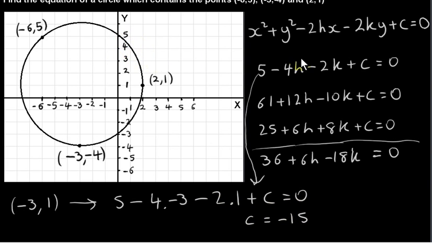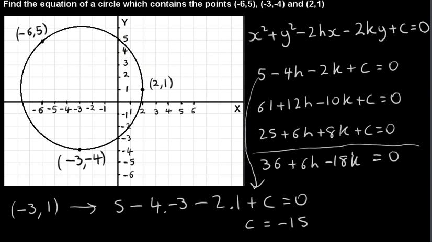So now we can write down the equation of this circle. So what I will do is I'll write the equation in here next to it. x squared + y squared - 2 times h times x. Well, h is -3, so we've -2 times -3 is +6x. -2 times k is -2 times 1 is -2y. And then we have + c, which is -15, and this equals 0.